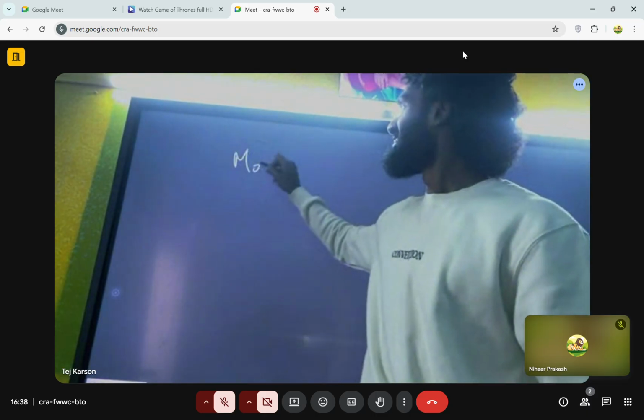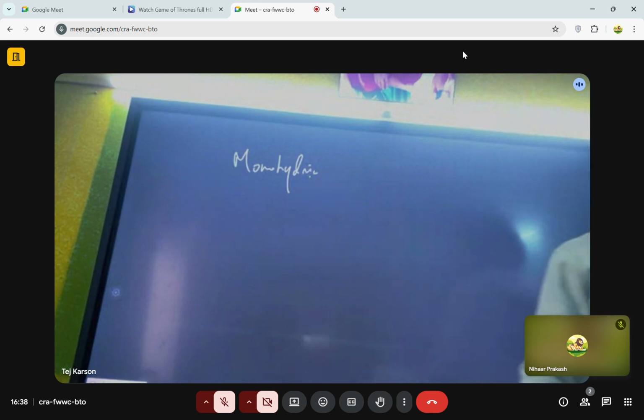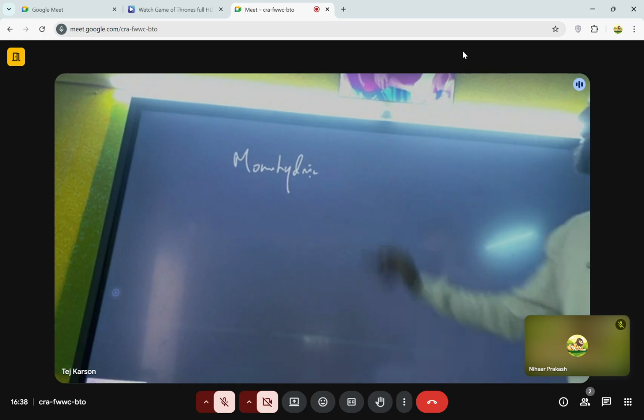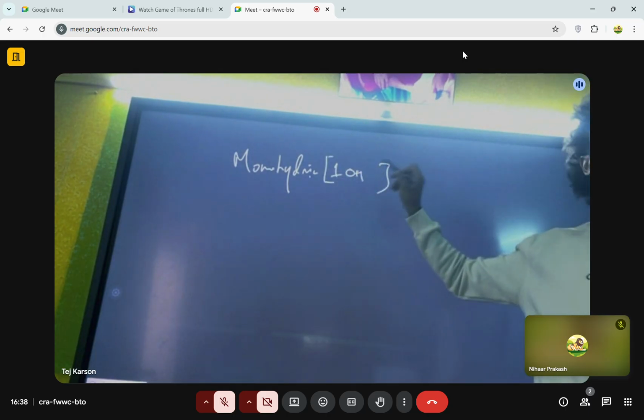Monohydrate alcohols. Classification. Monohydrate alcohols directly, same meaning. Open brackets, one OH attached.